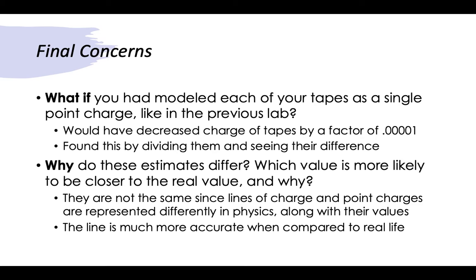So why do these estimates differ? Which value is more likely to be closer to the real value? They are not the same, since a point charge is going to react differently within physics than a line of charges. The way they react with their surroundings and the way they react with other charges is changed, so their values are going to change. The line of charges is going to be more accurate because a piece of tape is not just one point, it is a line of charges across the entire tape. So this value is going to be much more accurate to reality than the original value.